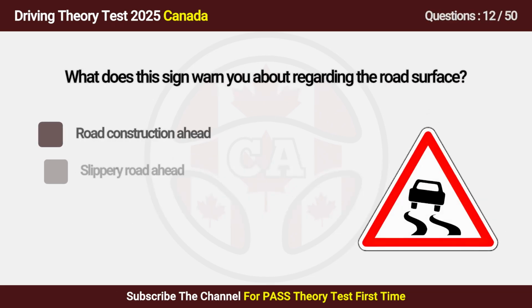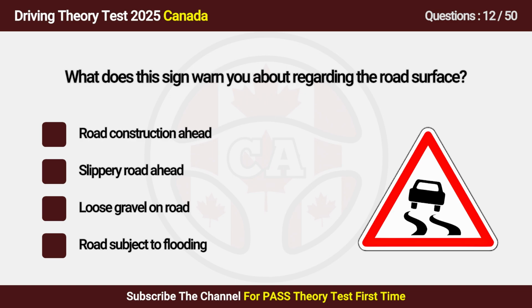Question 12. What does this sign warn you about regarding the road surface? A. Road construction ahead. B. Slippery road ahead. C. Loose gravel on road. D. Road subject to flooding.